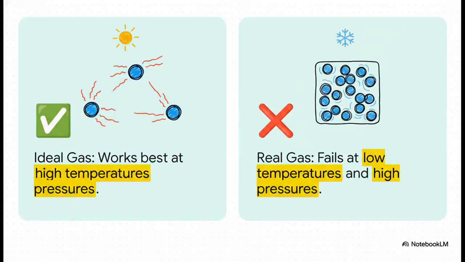So here's the real takeaway. The ideal gas model works best when molecules are really far apart and moving super fast, so at high temperatures and low pressures. But what happens if you crank the pressure way up or drop the temperature way down? Well, the molecules get squeezed together, and all of a sudden their actual size starts to matter. Those little attractive forces between them, the ones we ignored, they start to take over. And just like that, our perfect ideal model, it doesn't hold up anymore.